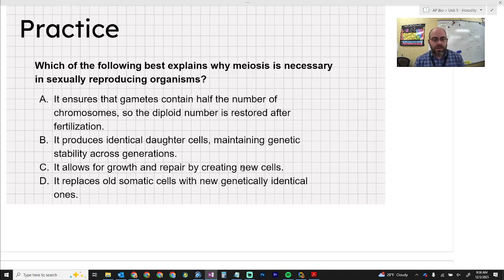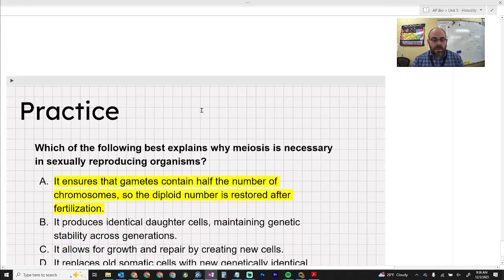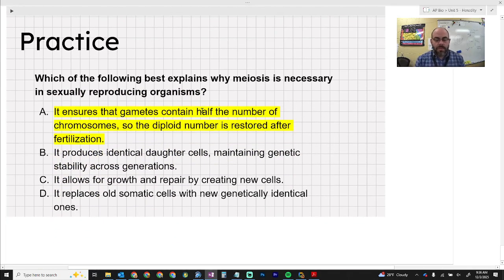B's got me a little unsure. Produces identical daughter cells. Doesn't. Allows for the growth and repair by creating new cells. Nope, because that's not the purpose. Replaces old somatic cells. Nope. A is the correct answer because B, C, and D are obviously wrong. I hope this was helpful.